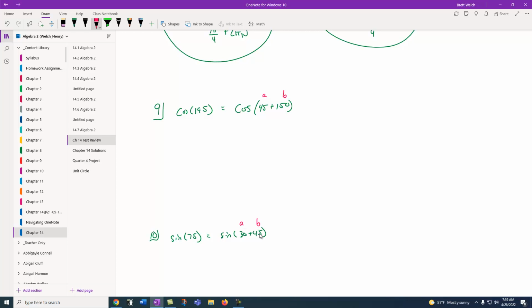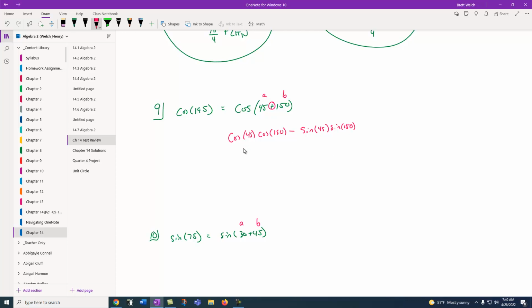Now hopefully you wrote down your cosine and sine sum and difference formulas. For this problem, for the cosine formula, it's the cosine of the first thing, which is 45, times the cosine of the second thing, 150. Because this is plus, the cosine formula says to use a minus. Sine of the first thing, 45, times sine of the second thing, 150.